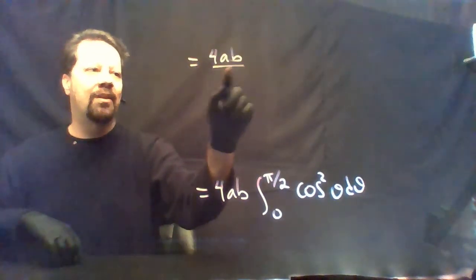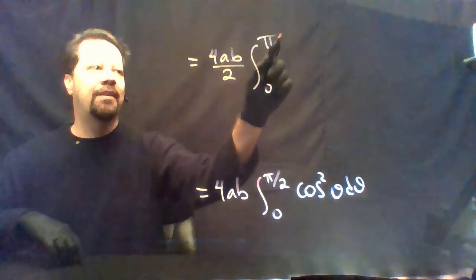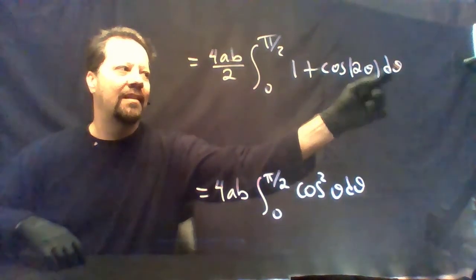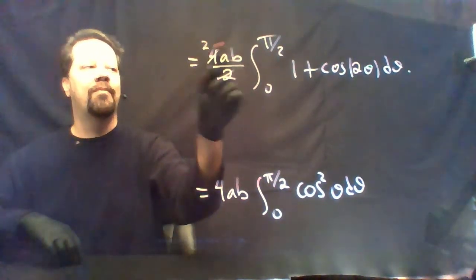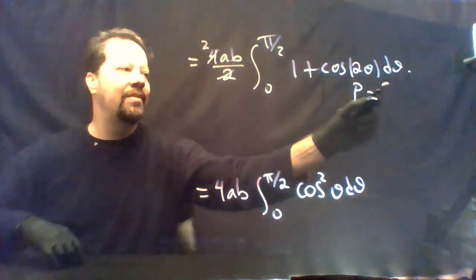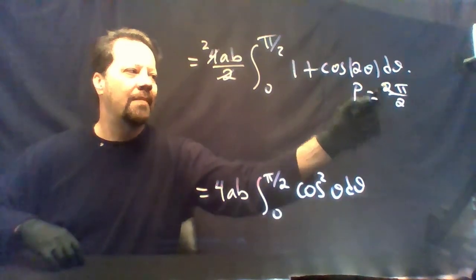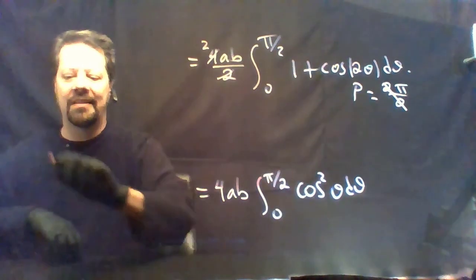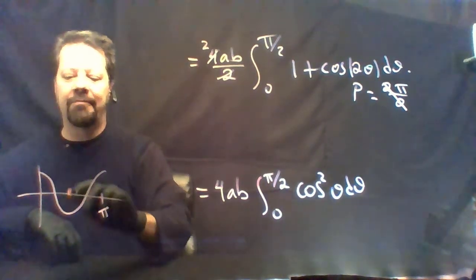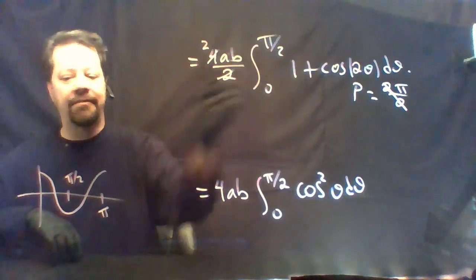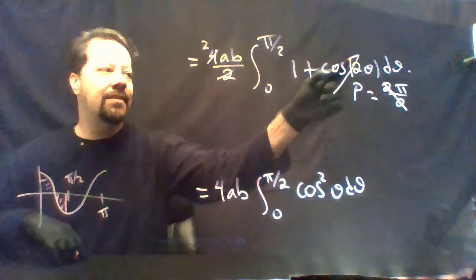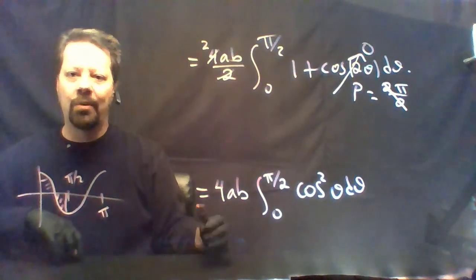We have 4ab over 2, integral from 0 to pi over 2, 1 plus cosine of 2 theta d theta. Now, the period of cosine 2 theta is 2 pi divided by 2, or just pi. If you look at the cosine function reduced to having a period of pi, if you're integrating from 0 to pi over 2, you get nothing. So this term gives us exactly no part of the answer.